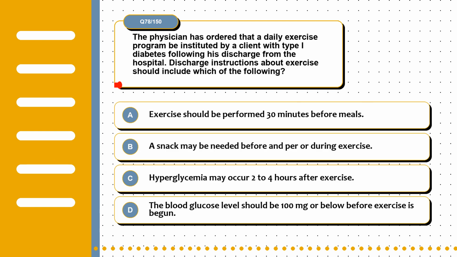Question 78. The physician has ordered that a daily exercise program be instituted by a client with type 1 diabetes following his discharge from the hospital. Discharge instructions about exercise should include which of the following? Here are the options. Option A. Exercise should be performed 30 minutes before meals. Option B. A snack may be needed before and during exercise. Option C. Hyperglycemia may occur 2 to 4 hours after exercise. Option D. The blood glucose level should be 100 mg or below before exercise is begun.